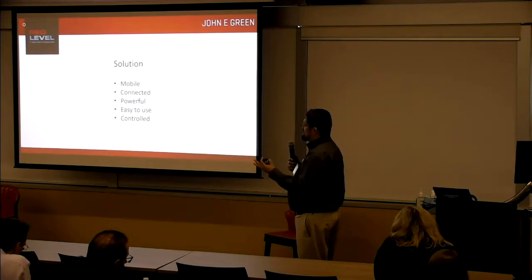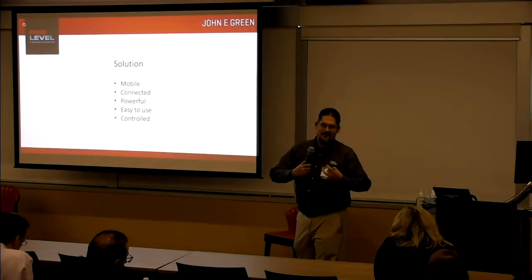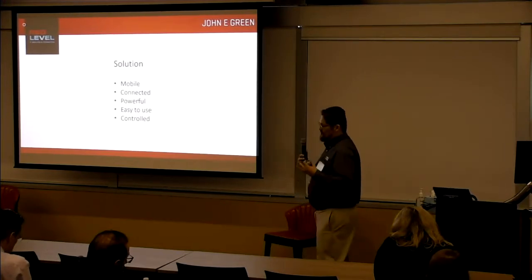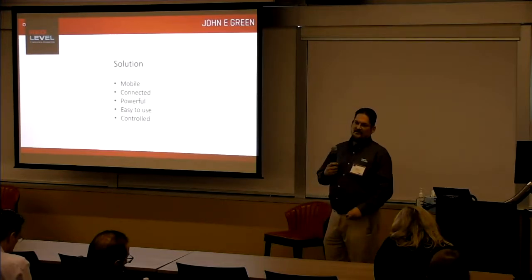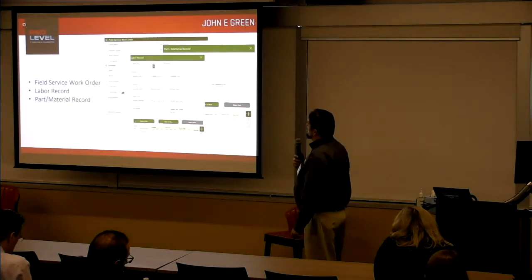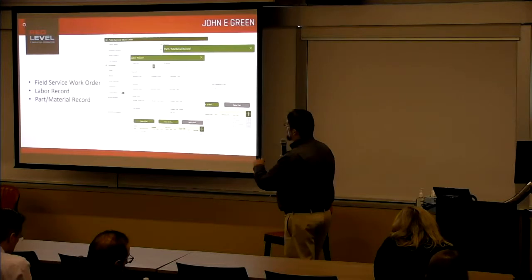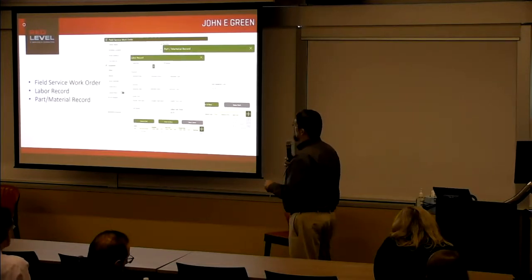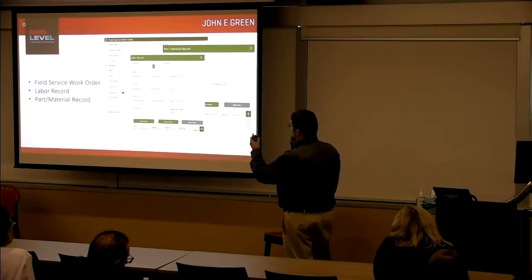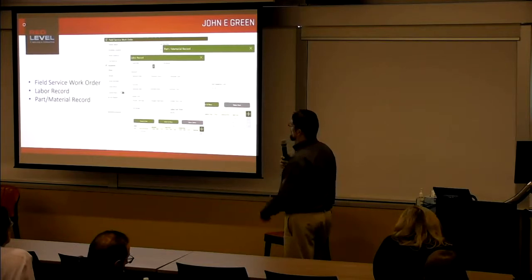The solution should be mobile. It needs to be connected so that, again, we have that centralized repository of everything. It needs to be powerful, easy to use, and controlled in that sense, with validation and really tracking what's going on. So they had three primary forms: the field service work order form, the labor record, and the parts and material record. These are all related. There are always labor records and parts and materials records as part of a field service work order.